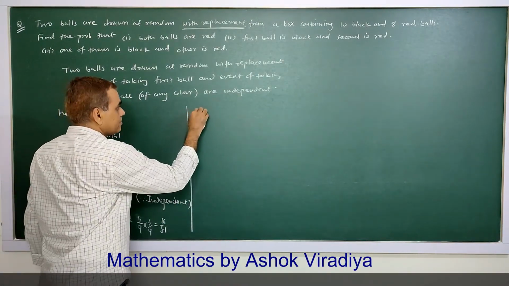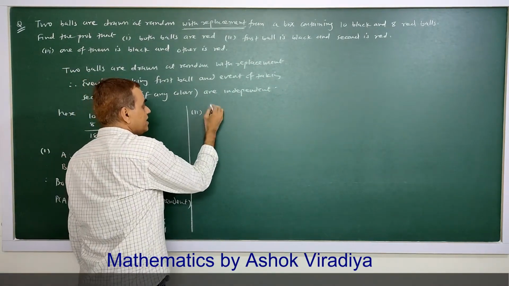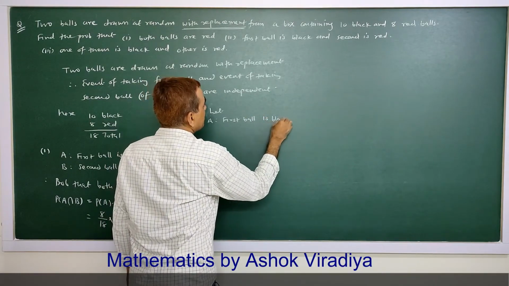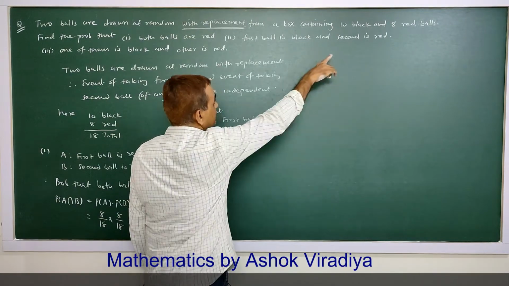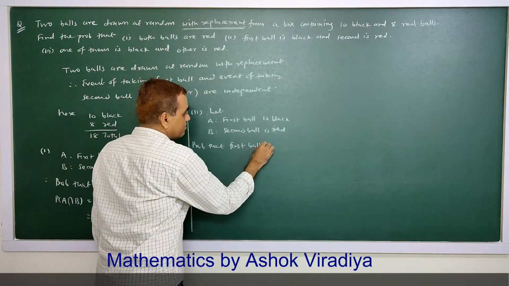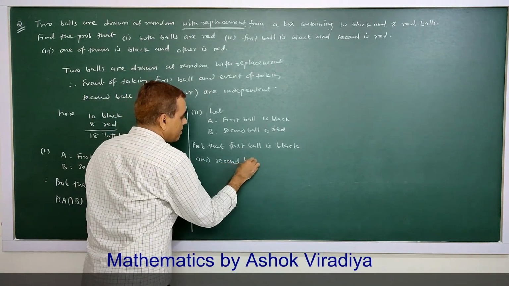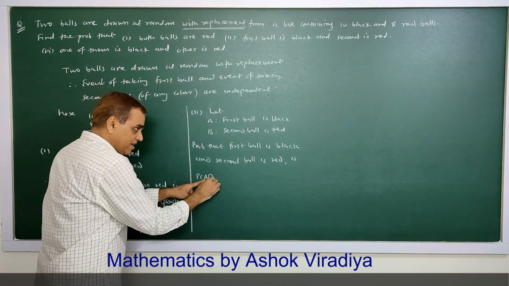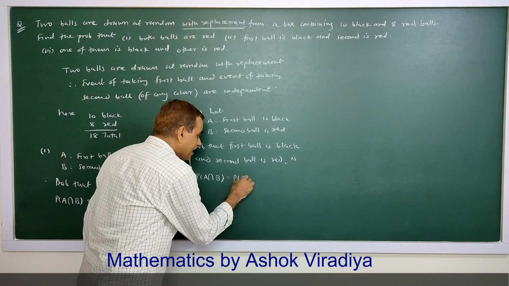Then second: first ball is black, second is red. Suppose A is the event that the first ball is black, and B is the event that the second ball is red. So the probability that the first ball is black and the second ball is red is, with replacement, so these are independent events, so P of A into P of B.